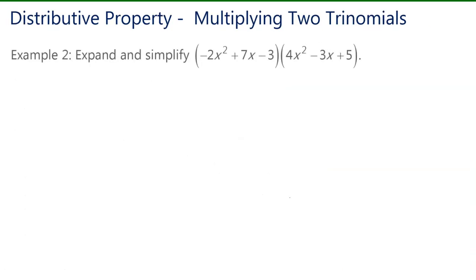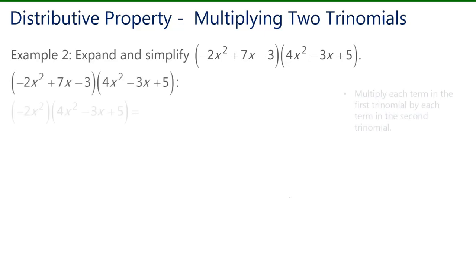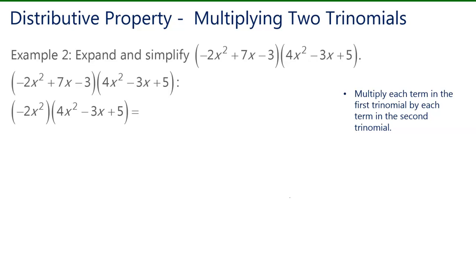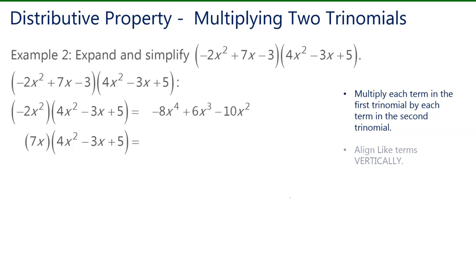Here's example 2. Expand and simplify negative 2x squared plus 7x subtract 3 in the first set of brackets times 4x squared subtract 3x plus 5 in the second set of brackets. This is a trinomial times a trinomial. Multiply each term in the first trinomial by each term in the second trinomial. Here's negative 2x squared times the second trinomial, giving us negative 8x to the 4 plus 6x cubed subtract 10x squared. Here's 7x distributed to the trinomial.